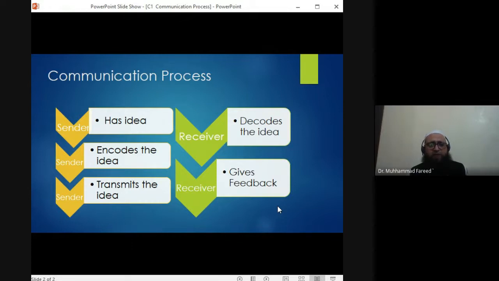So this feedback travels back to the sender, and this is how this one cycle completes. And then the second cycle of communication starts, and then the third, and it goes on. The more cycles of interaction, or the more cycles of communication sender and receiver have, the better understanding they develop, right? They start understanding each other better.